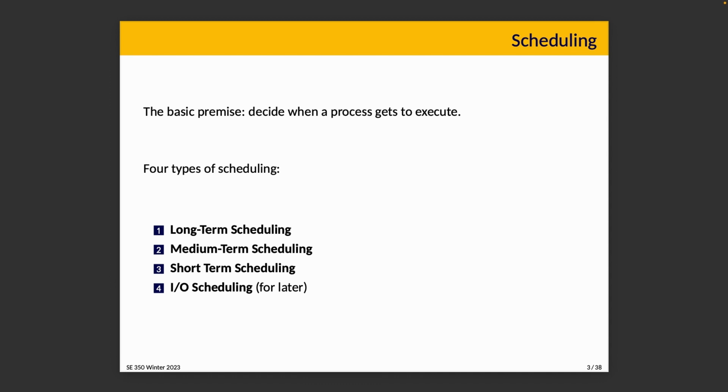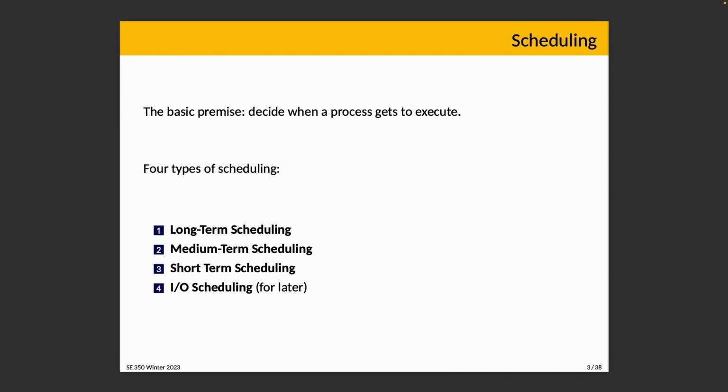There are 4 types of scheduling. The last one that's listed there, I/O scheduling, is for later. It has its own topic when we talk about I/O devices, but the other 3 bear at least a little bit of examination right now. So long-term, medium-term, and short-term scheduling are the things that we will be discussing. Today we will discuss all 3 of those, but most of the focus goes on item 3, the short-term scheduling.